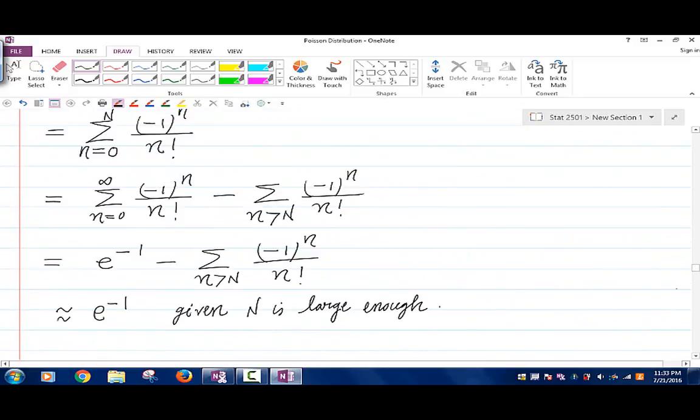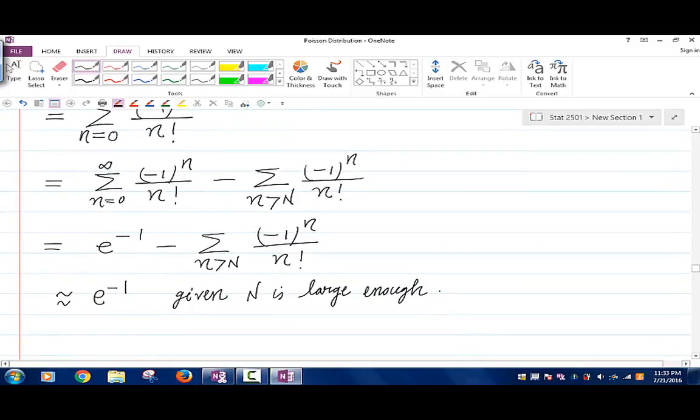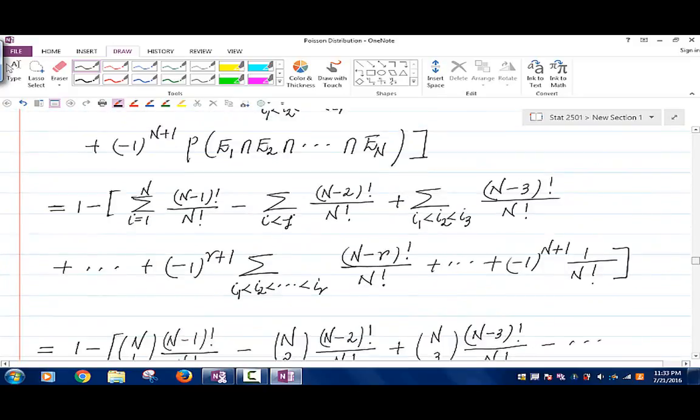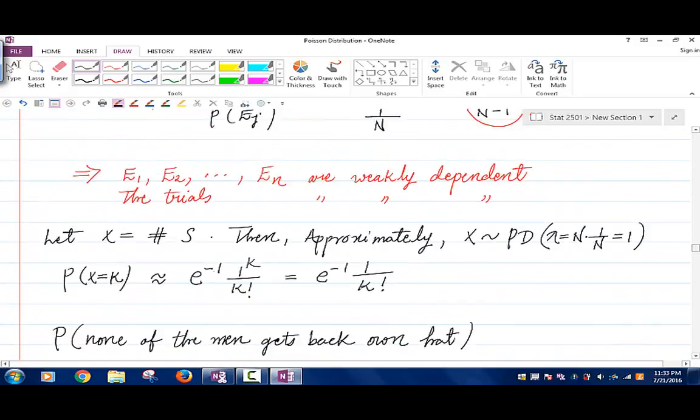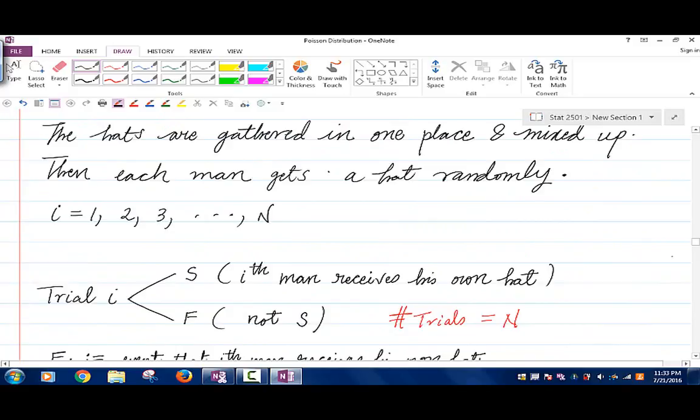Okay, so we will extend. We will look at another example. In this example, remember that the probability of success is the same for each trial. And in the next example, we'll see that that's also not required to use the Poisson approximation.